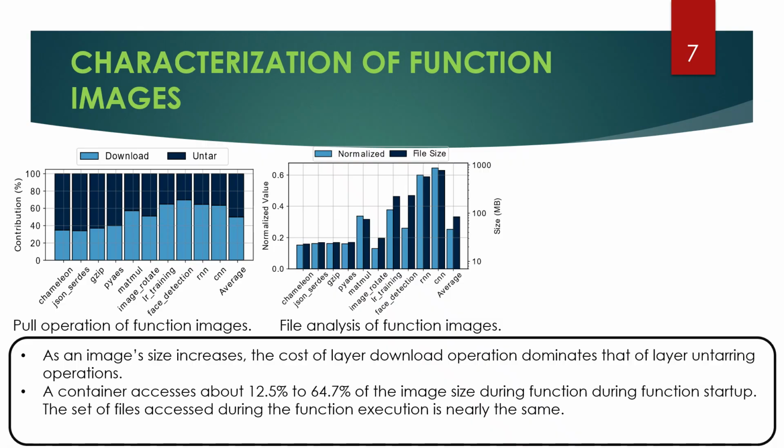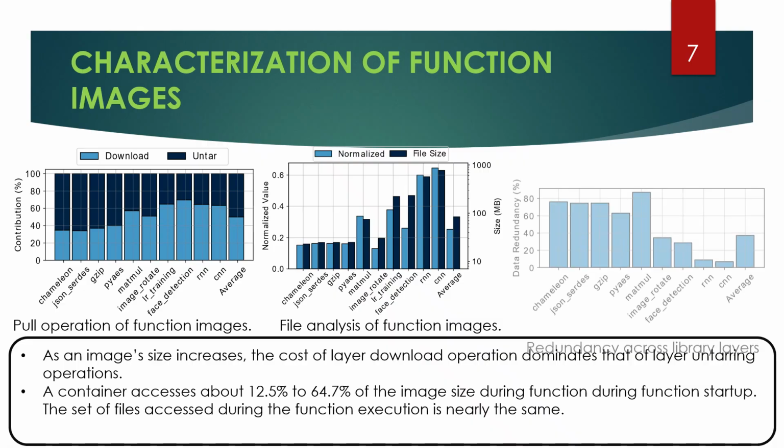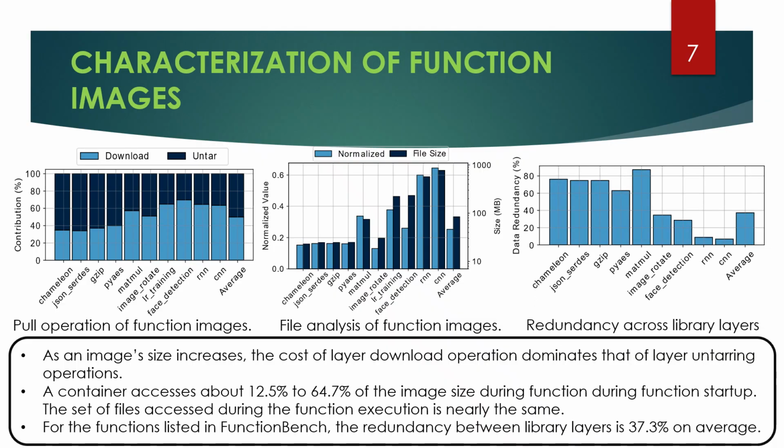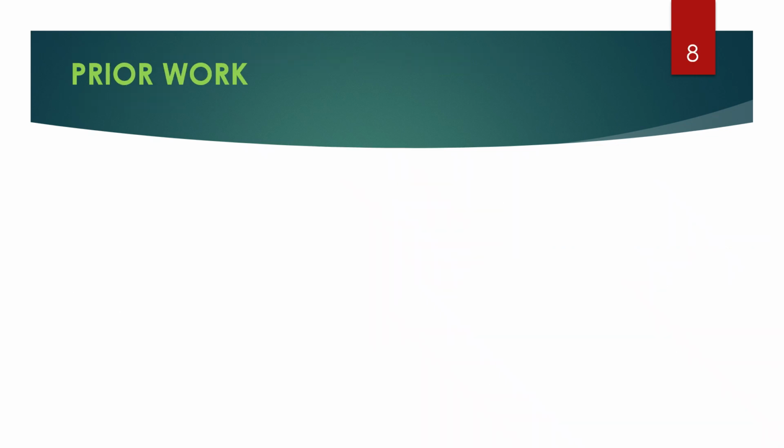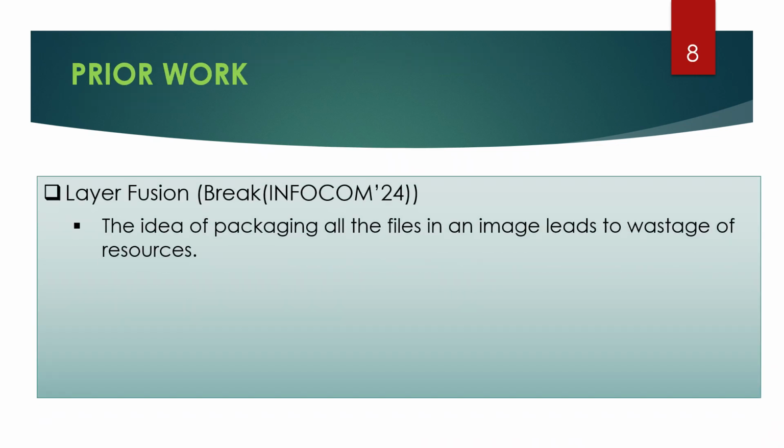Finally, we examine the redundancy across image layers, that is the library layer. We find that approximately 37.3% of the library files are redundant across images, which motivates the use of a shared library layer to reduce redundant data transfer. Now let us discuss the limitations of prior work. The first type of work is layer fusion, where the goal is to maximize the number of shared layers across function images.